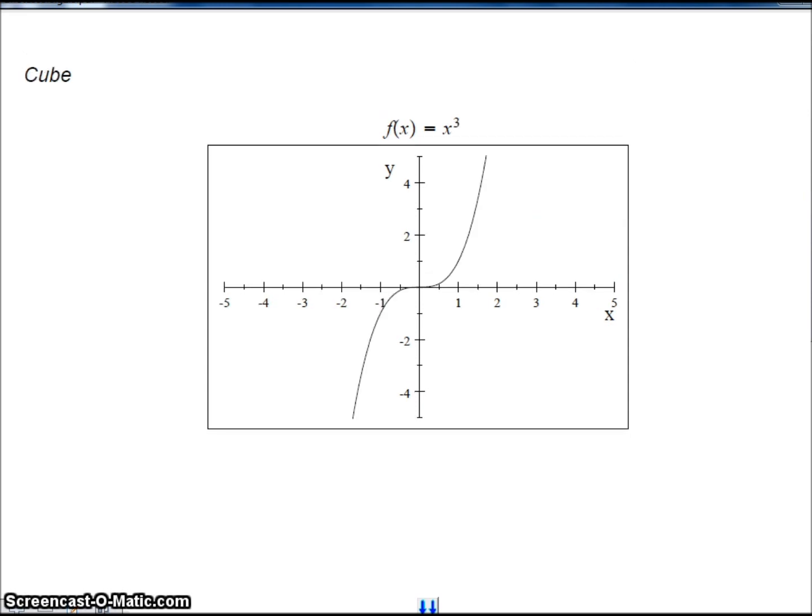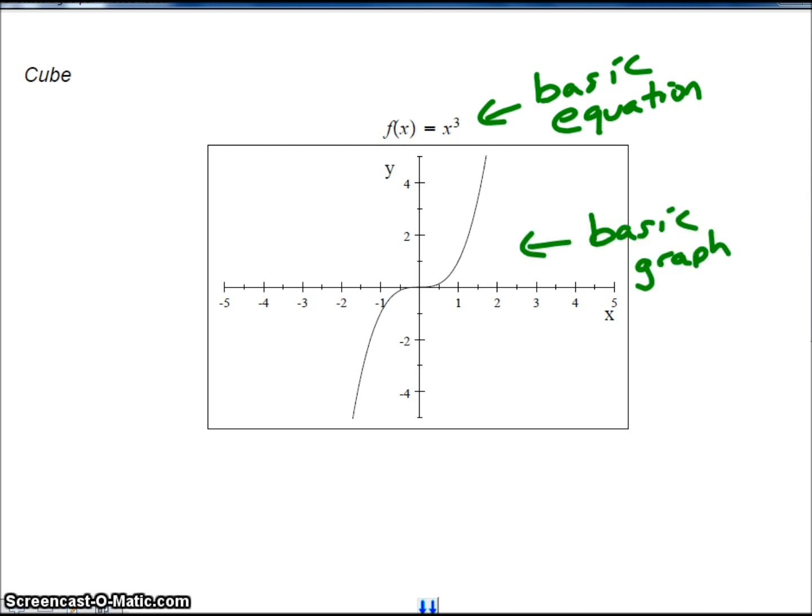And then the cube family of functions. Here's the basic equation. It's f of x equals x to the third power, and the basic graph looks like this. I don't know how you would describe it, but it does contain the point 0, 0. It's a completely increasing graph, so it starts on the left-hand side at the bottom, and it just goes up from there, and it kind of tapers off for a moment before increasing again. All right, so you want to make sure you memorize these basic graphs.